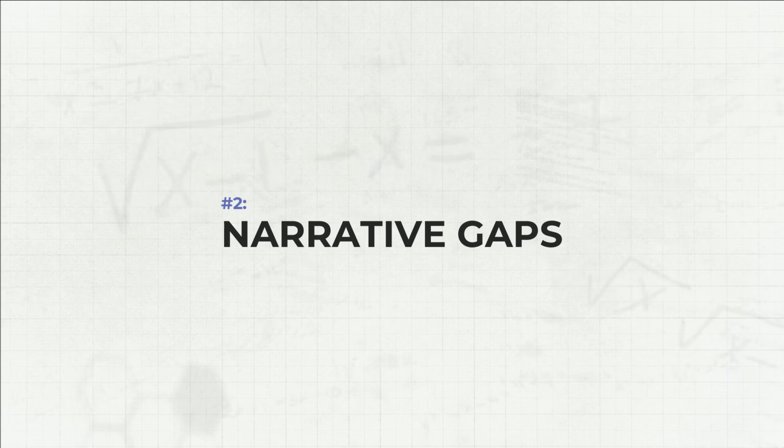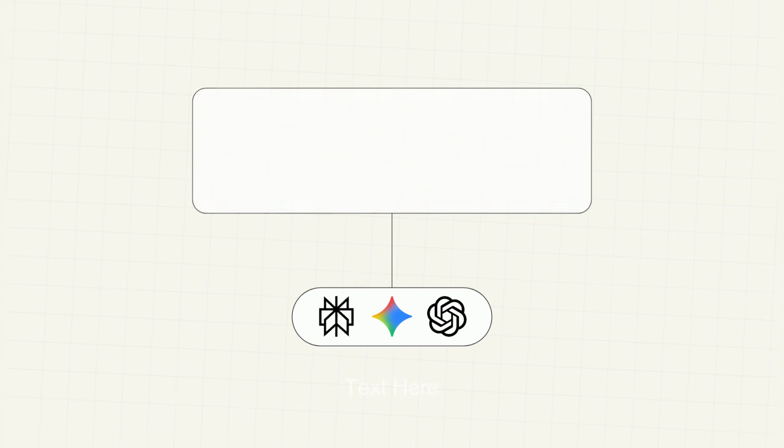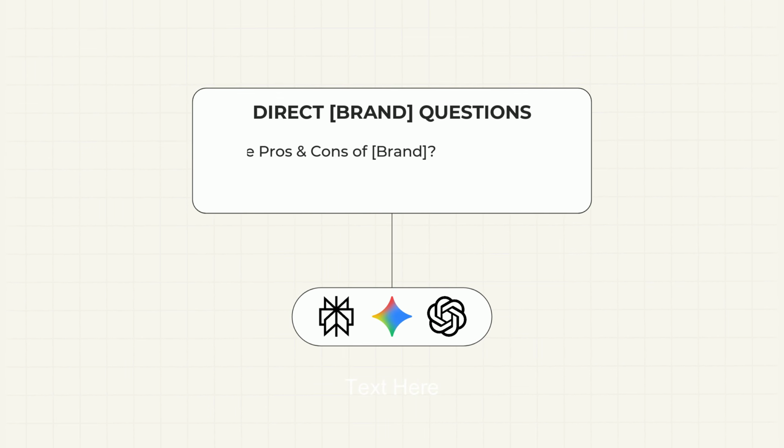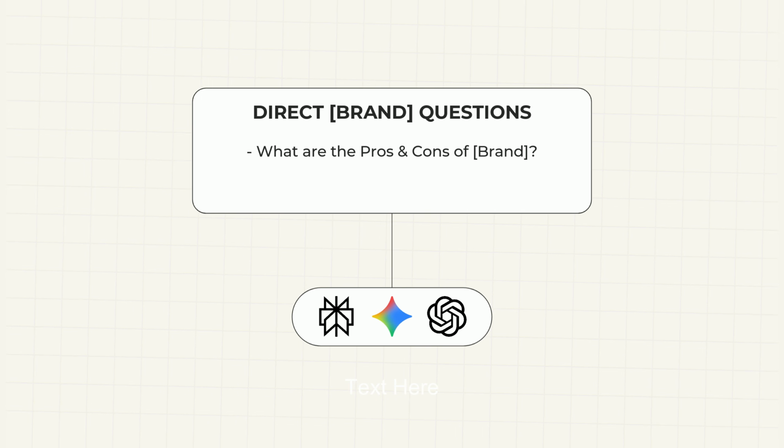Now let's talk about the narrative gap. Just because you are visible doesn't mean AI is saying the right things about you. The narrative gap is the difference between how AI describes you and how you want to be positioned. To find this gap, go back to ChatGPT and Perplexity and ask direct questions about your brand. Prompt them with what are the pros and cons of your brand, or who is your brand best for.